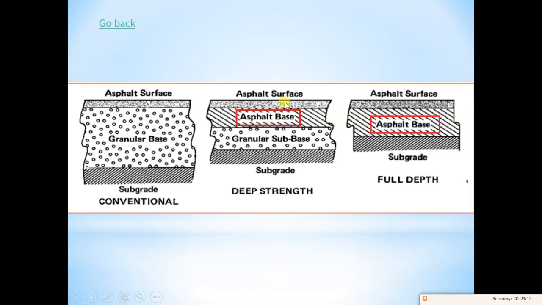But I think the asphalt base and the asphalt wearing course are quite different, because the top one is directly under the traffic loading, so the aggregates have to be very tough. Whereas the bottom one is not directly under the traffic loading, not under the tires, so you don't need very tough aggregates.